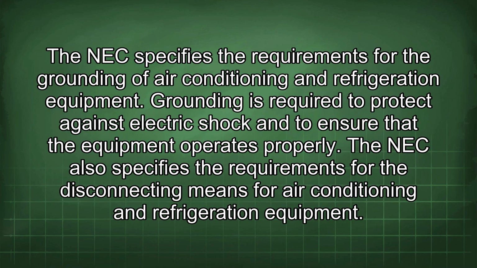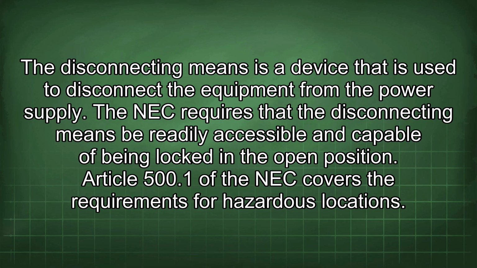The NEC specifies the requirements for the grounding of air conditioning and refrigeration equipment. Grounding is required to protect against electric shock and to ensure that the equipment operates properly. The NEC also specifies the requirements for the disconnecting means for air conditioning and refrigeration equipment. The disconnecting means is a device that is used to disconnect the equipment from the power supply. The NEC requires that the disconnecting means be readily accessible and capable of being locked in the open position.